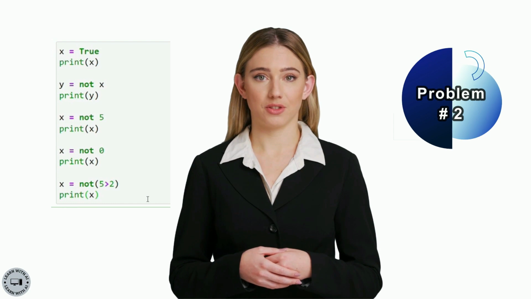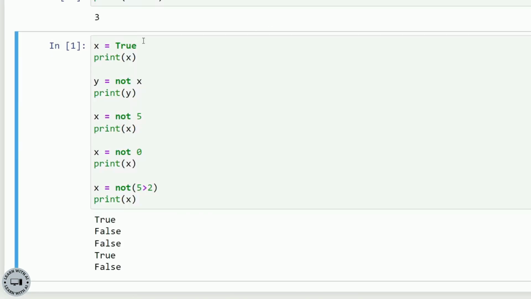Our next question is, what will be the output for this program? So let's run this program. In this first line of code, the variable x is assigned the value true. In this second line of code, the variable y is assigned the Boolean value, not x. Since x is true, the expression not x evaluates to false, and y is assigned the value false. In the third line of code, the variable x is assigned the Boolean value, not 5. So as I told you before, any non-zero integer value is considered true, so not 5 evaluates to false, and x is assigned the value false.